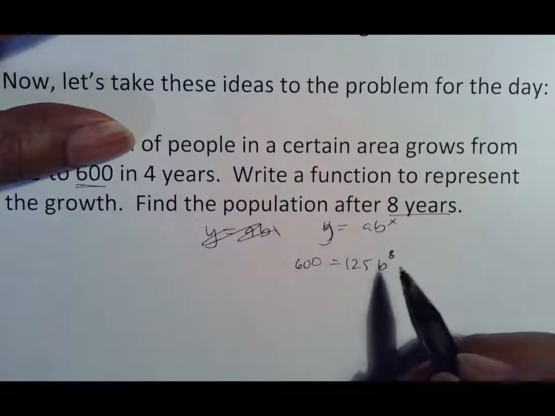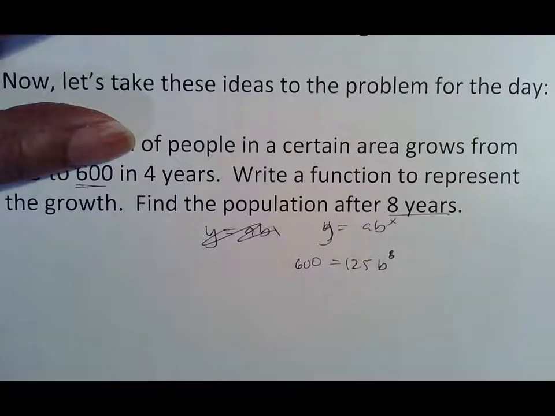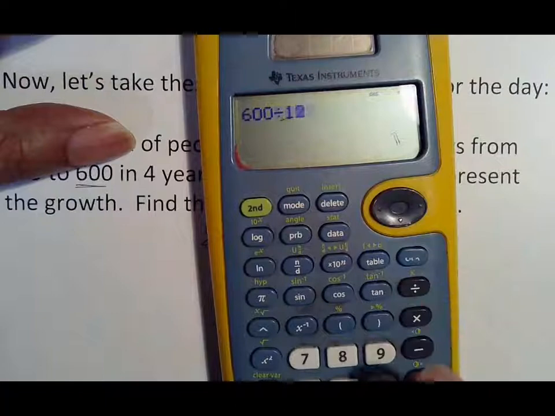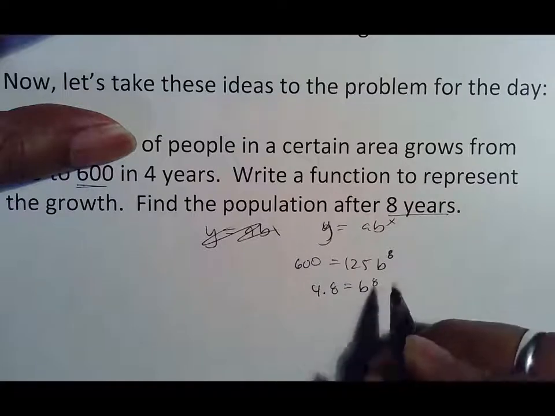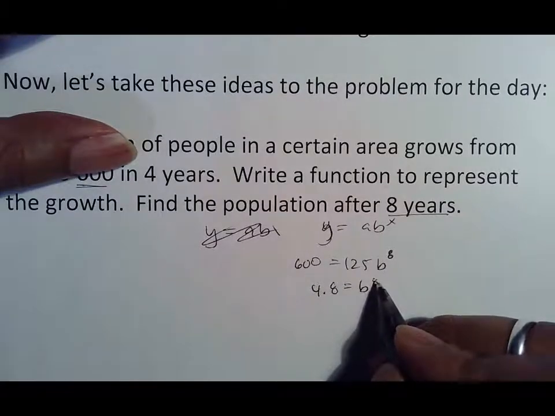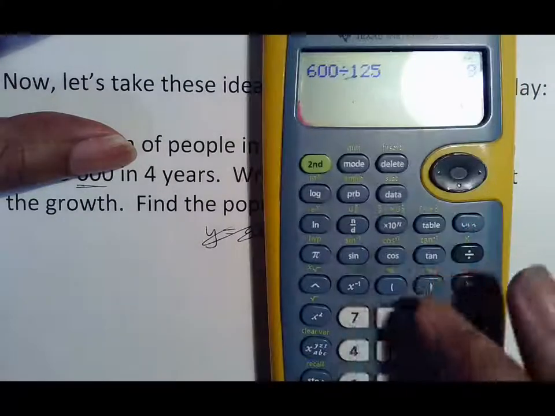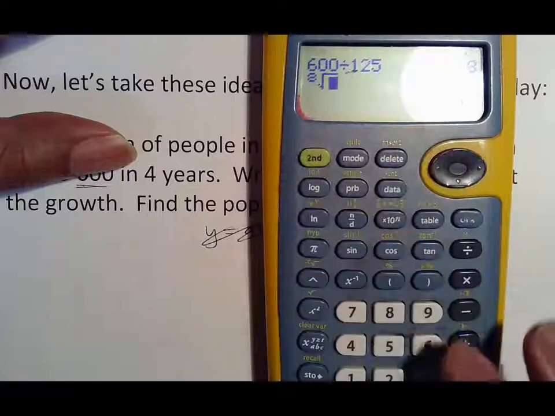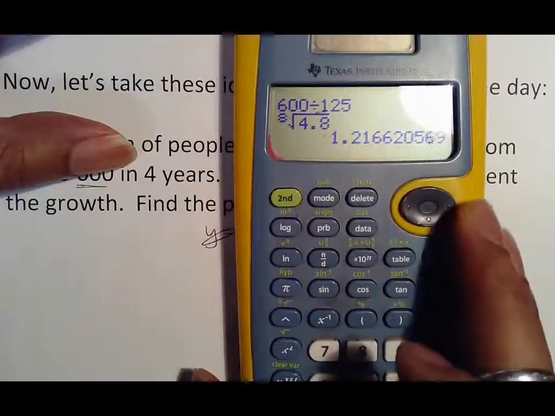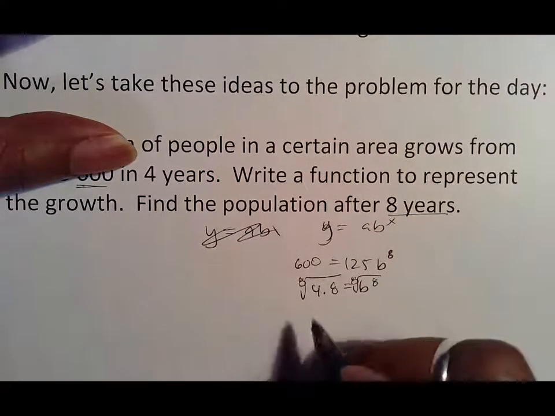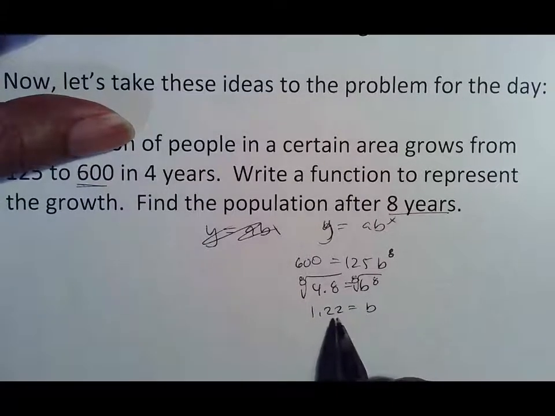So now I've got to solve it. B needs to be alone. Exponents are stronger than multiplication, so I'll divide by 125, which gives me 4.8 equals B to the 8th. Keep in mind the opposite of exponents is root, so if I want to get rid of an 8th power, I use the 8th root. So the 8th root of 4.8 is 1.22, to 2 digits, equals B. So what that means is a 22% increase.